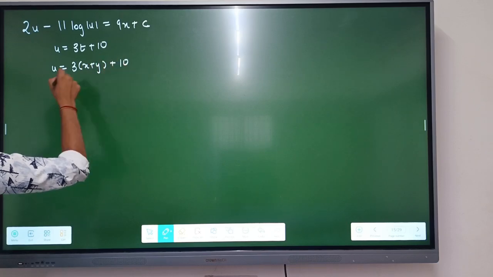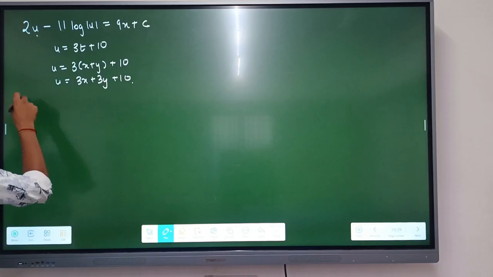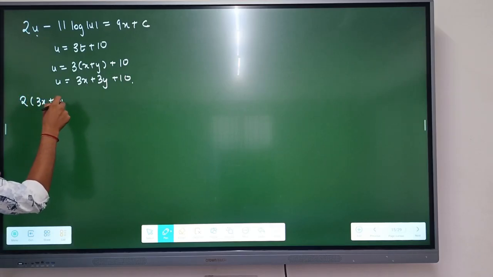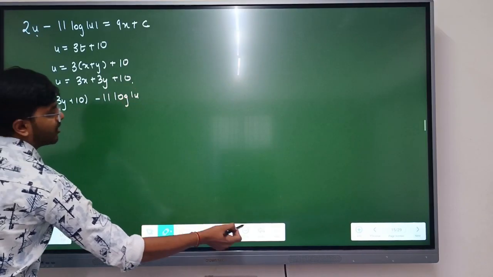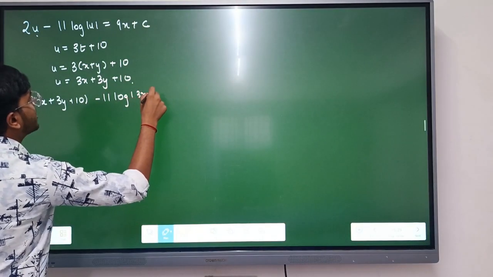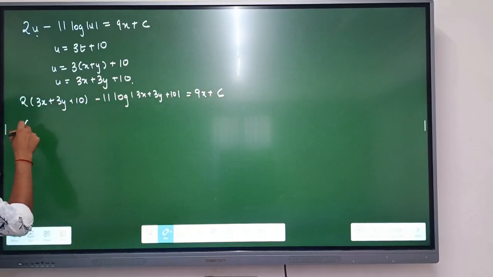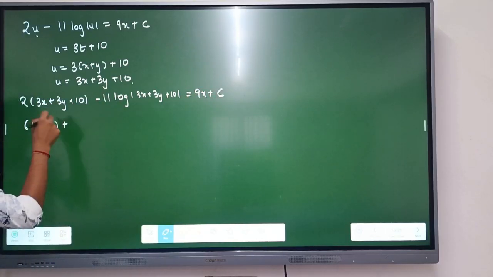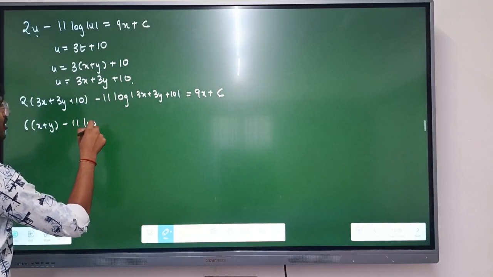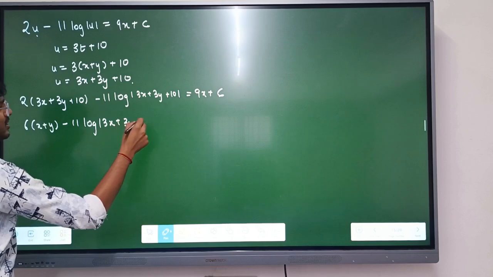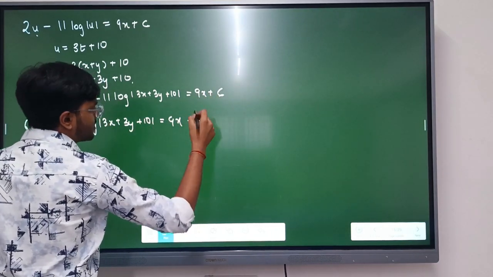So 3 times x plus y plus 10. So u is 3x plus 3y plus 10. If you substitute, 2 times 3x plus 3y plus 10 minus 11 log mod u, that is log mod 3x plus 3y plus 10 equal to 9x plus c. So 2 into 3 is 6, x plus y, plus 2 into 10 is 20 goes to the constant. So minus 11 log mod 3x plus 3y plus 10 equal to 9x plus c minus 20, which is another constant. Okay.